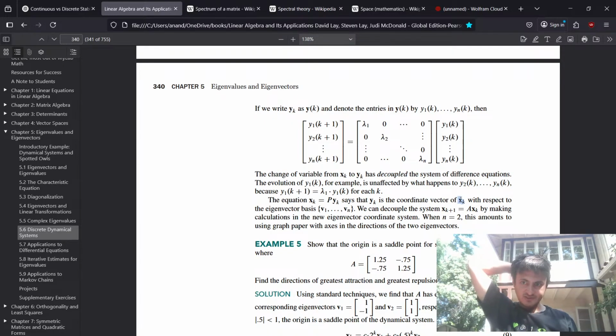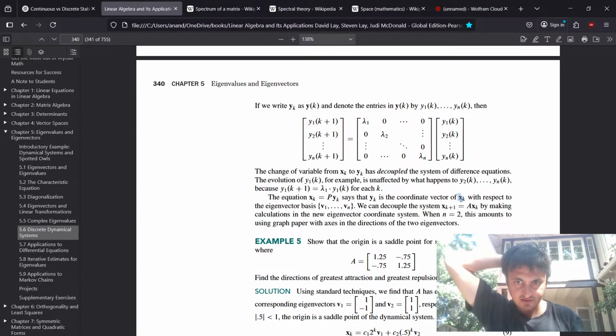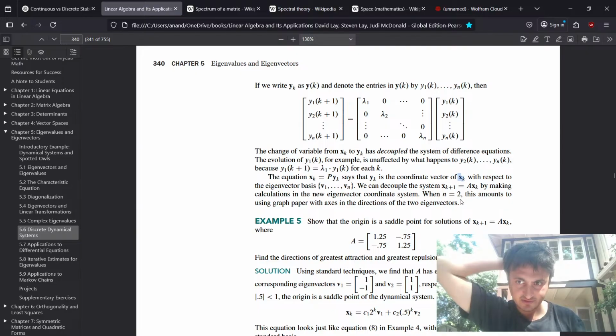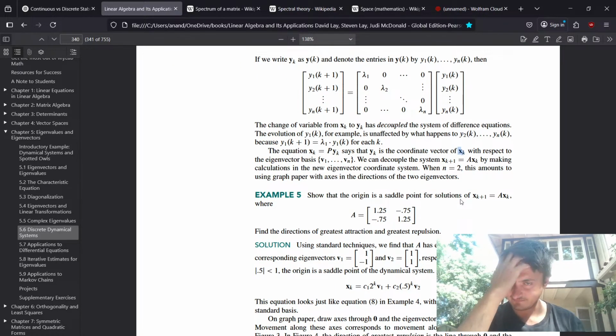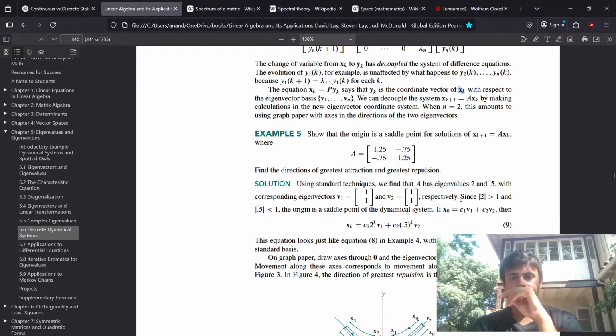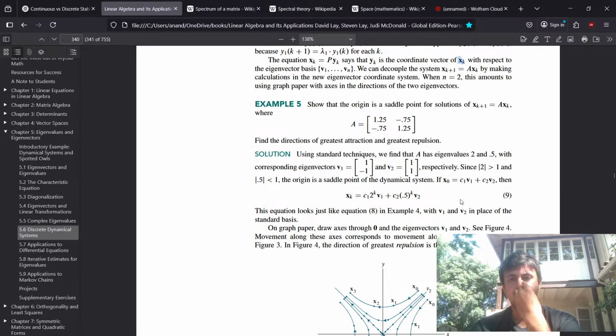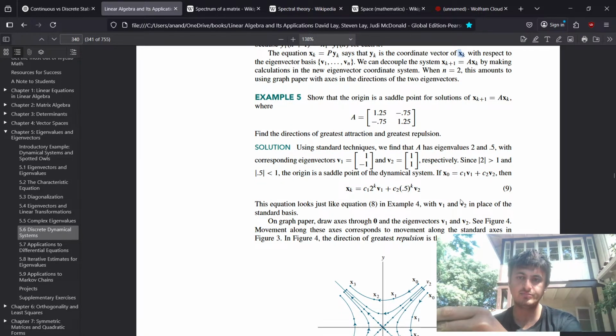We can decouple the system by making calculations in the new eigenvector coordinate system. When n equals 2, this amounts to using graph paper with axes in the directions of the two eigenvectors. Show that the origin is a saddle point for solutions.